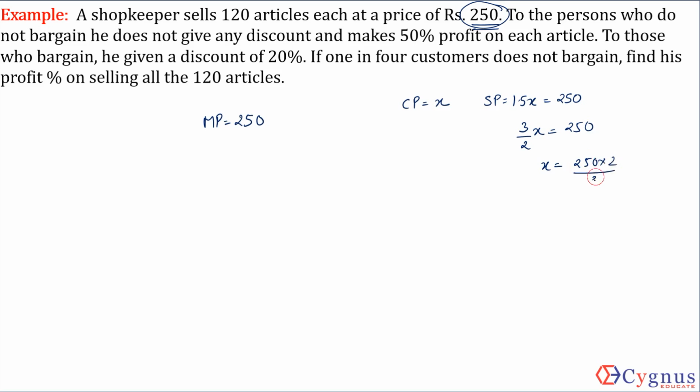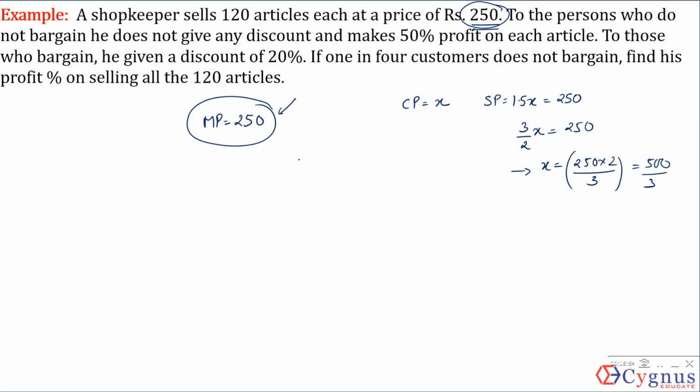250 into 2 by 3, which is equal to the cost price of the article. So we know that the cost price of the article is 500 by 3 here. Now, how does he sell all the 120 articles? To those who bargain, he gives a discount of 20%. That means the discount will be given on this price. Otherwise, this 250 will become the selling price.